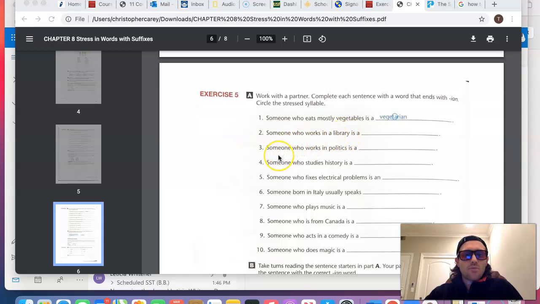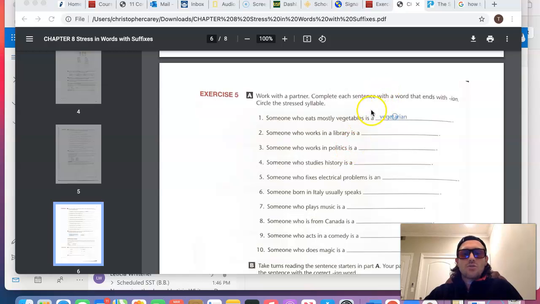Do one more together. Number 3, someone who works in politics is a politician. Politician. Take off that final S and add IAN, and it's the t, politician. That syllable right before the suffix gets stressed.